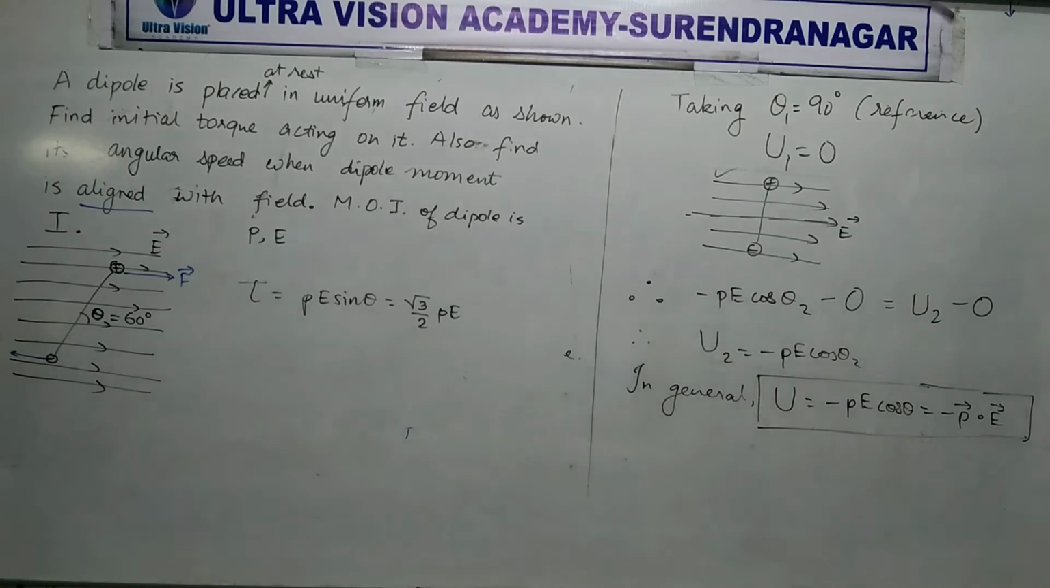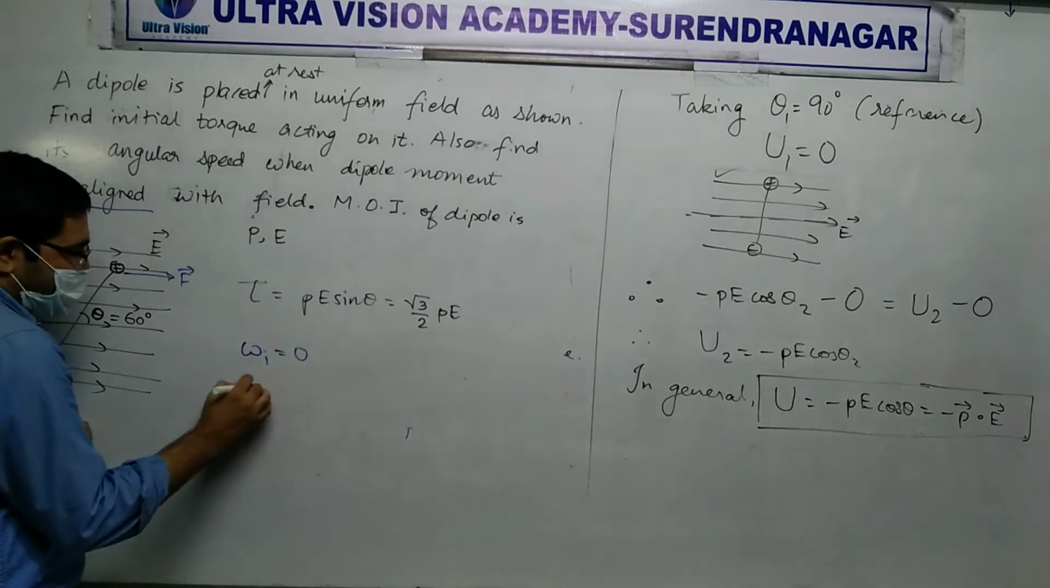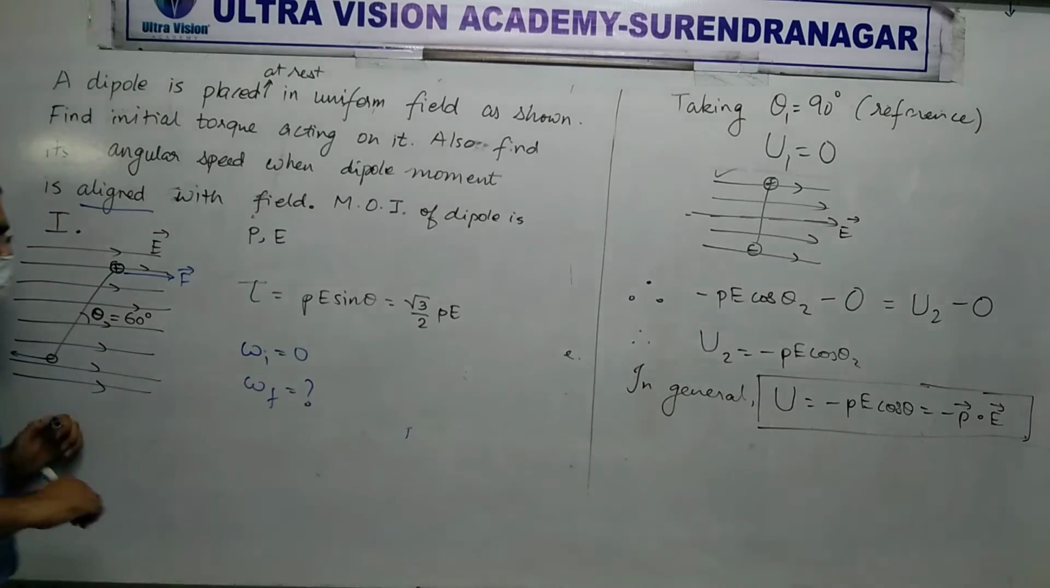What do you have to do then? You have to find the final angular speed. Angular speed means omega. Initial angular speed is given or not given? Given, it is 0, since it starts at rest. So initial angular speed is 0. The final angular speed we have to find.